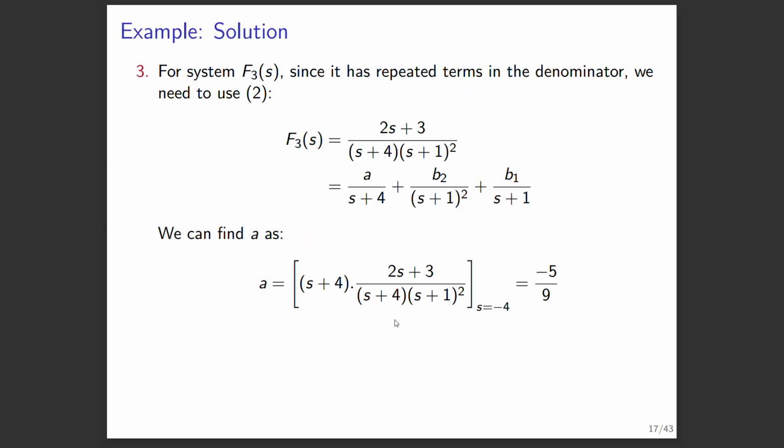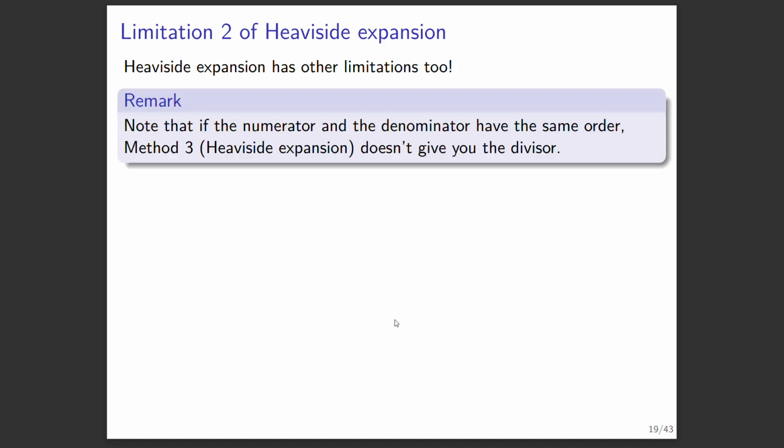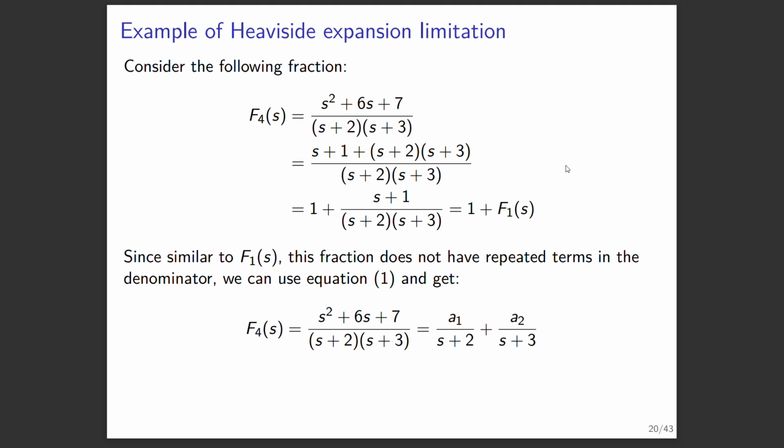And other examples, which I hope you try to solve yourself. The second limitation of Heaviside expansion is that if you look at it, if the numerator and the denominator have the same order, then this method doesn't give you the divisor. What did I just say? Look at this example, f4.